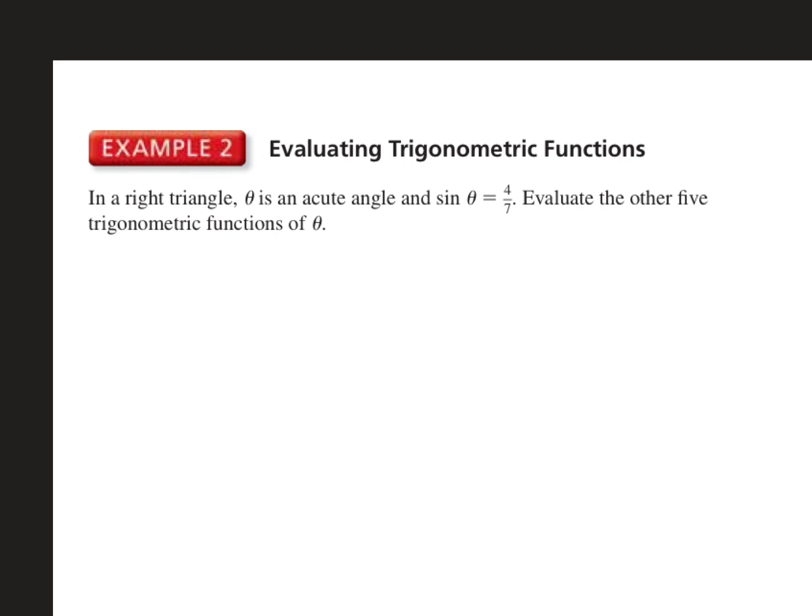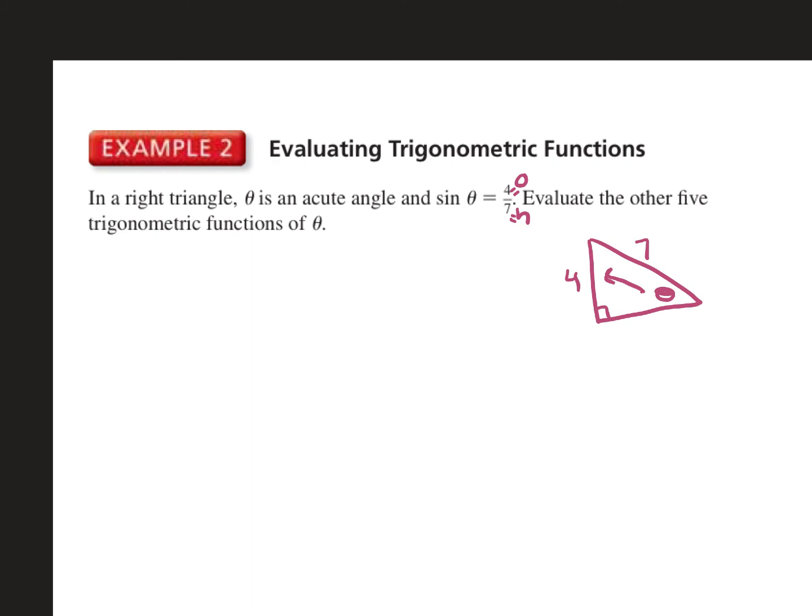In a right triangle, theta is an acute angle and sine of theta is equal to 4 over 7. Evaluate the other 5 trig functions of theta. So for these, we kind of have to work backwards. If it helps, draw the triangle. So we have a triangle here. We can say this is theta. Sine is what over what? Opposite over hypotenuse. So 4 is our opposite and 7 is our hypotenuse. So opposite of theta would be 4. Opposite of our right angle, so our hypotenuse would be 7.